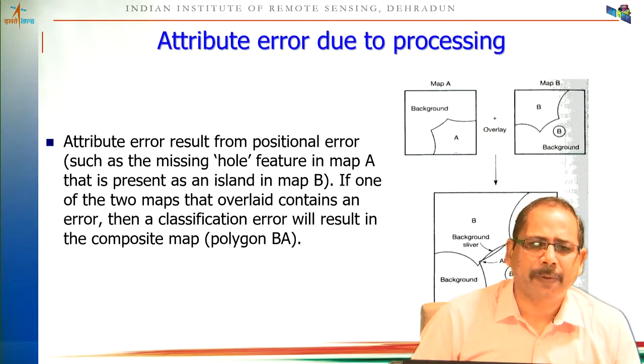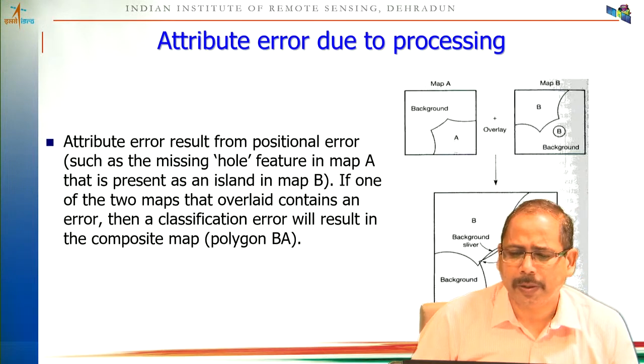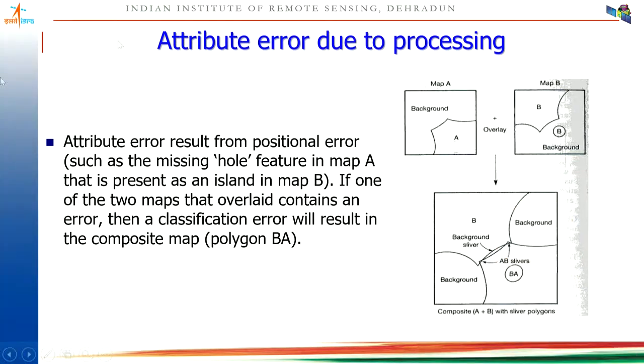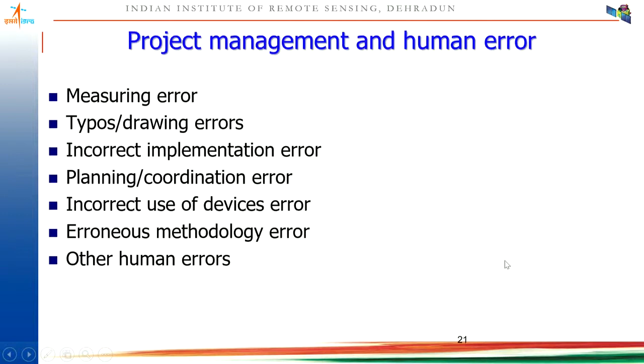Okay, these are again a few examples of attribute errors. This is a typical example you can see in this diagram here, map A and map B. These are the 2 points here. If you combine them by mistake, this is an example of a sliver, that means the boundaries are not shared properly. Sometimes if some features are missed in map B, the resulting map will also miss that feature. That is a simple example given here.